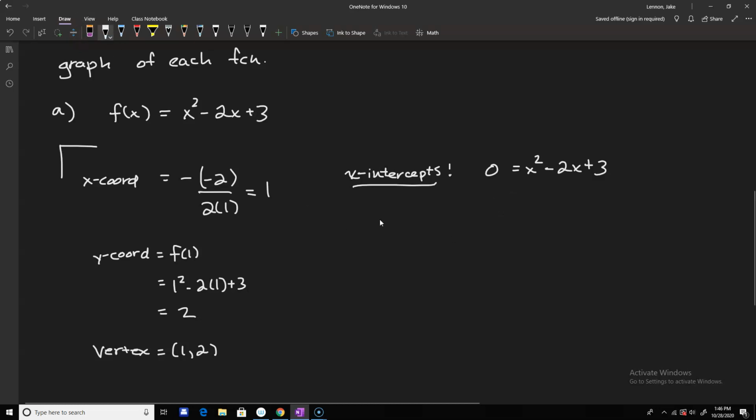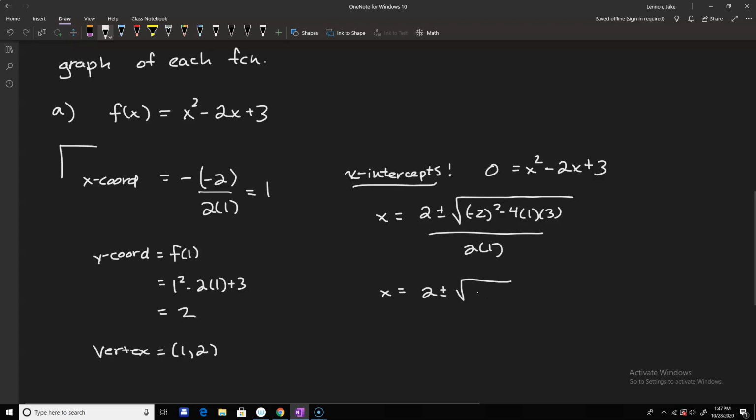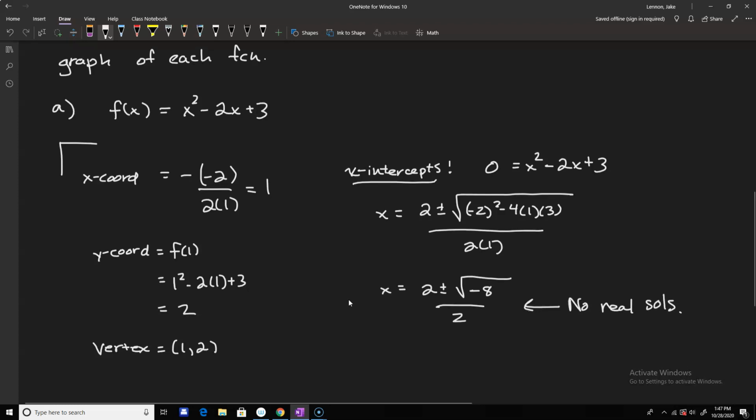So if we try the quadratic formula, we would get x equals negative b, which is 2, plus or minus the square root of b squared, which is negative 2 squared, minus 4 times 1 times 3, over 2 times 1. And we end up with x equals 2 plus or minus the square root of negative 8 over 2. So this is no real solutions. For us, that means there are no x-intercepts here.